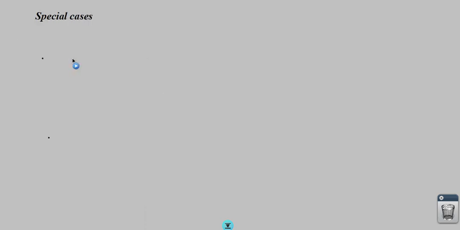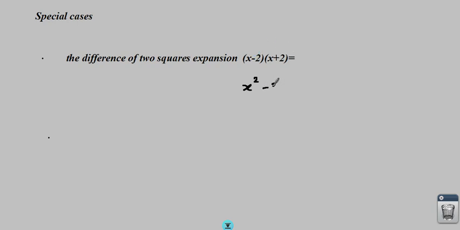Now there are some special cases. We have the difference of two squares expansion. It's a linear times a linear, and it gives a quadratic, obviously. Let's consider the x squared term. It results from the multiplication of x times x, and that's x squared. Now, as far as the x term is concerned, we have minus 2x from the product of those two, and 2x from the product of those two. So they cancel out. And if we write it out, minus 2x plus 2x, those cancel out. So the constant term is what remains. Minus 2 times 2 is the minus 4.